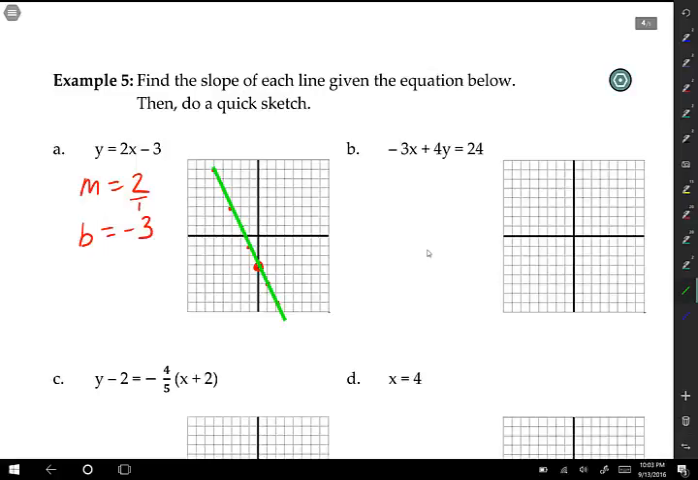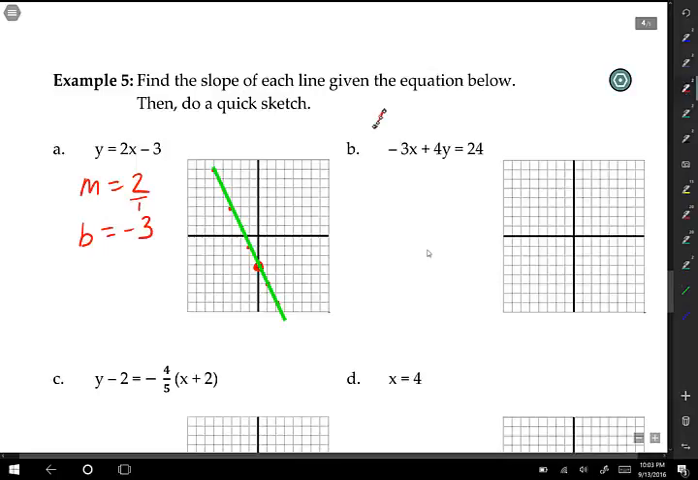On part B, we're given the form in standard form. When we're given this form, we could solve it and put it into y equals mx plus b form. But I want to show you an alternate method, which would be to find the x and the y-intercepts in order to very simply find those and graph using those 2 points.